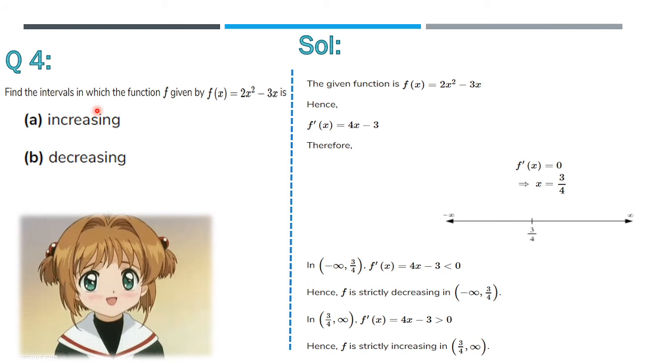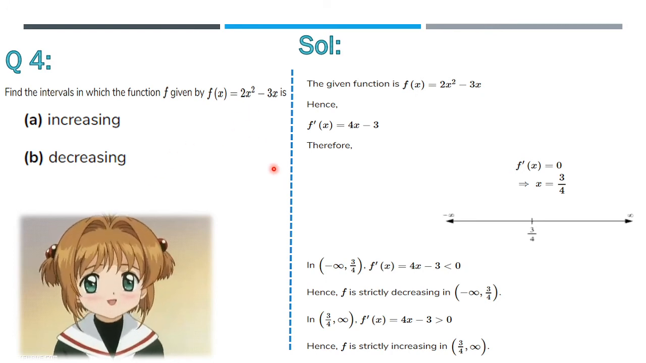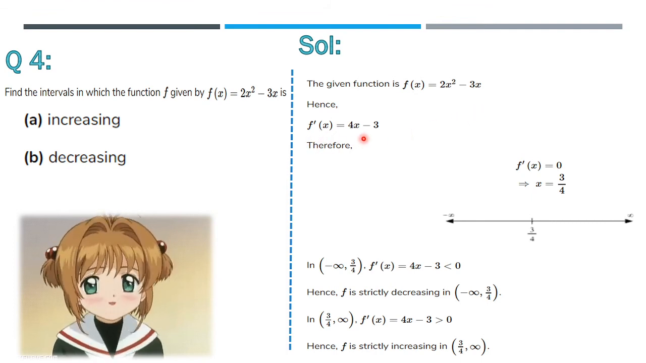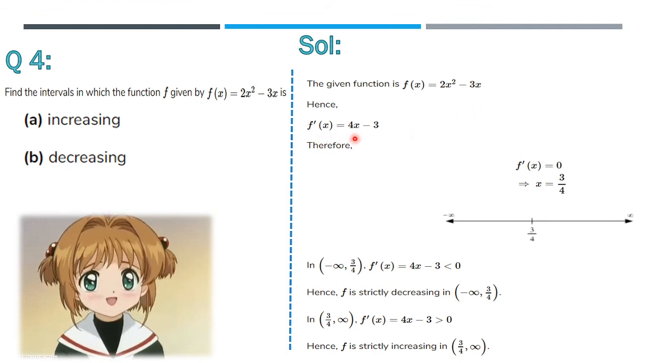Fourth, we have to find the interval. Now the function is given and we have to find the interval in which it is increasing and decreasing. Very good type of question, students. Here we have to calculate critical points, and let's understand how to solve this type of question. The given function is 2x square minus 3x. The derivative is 4x minus 3. Now for finding the critical points, we equate the derivative with 0. f dash x is equal to 0, so x is equal to 3 by 4.